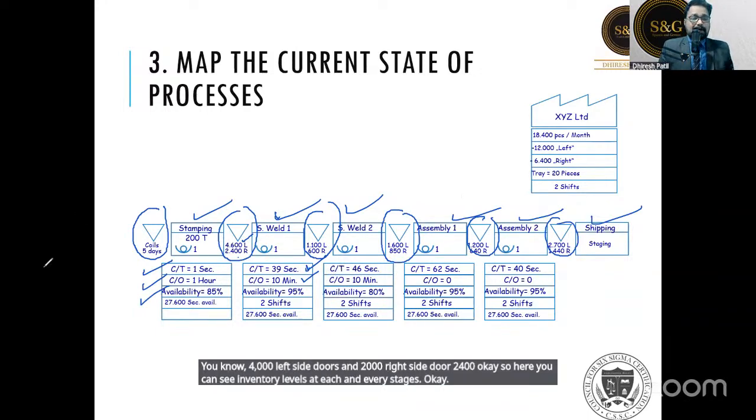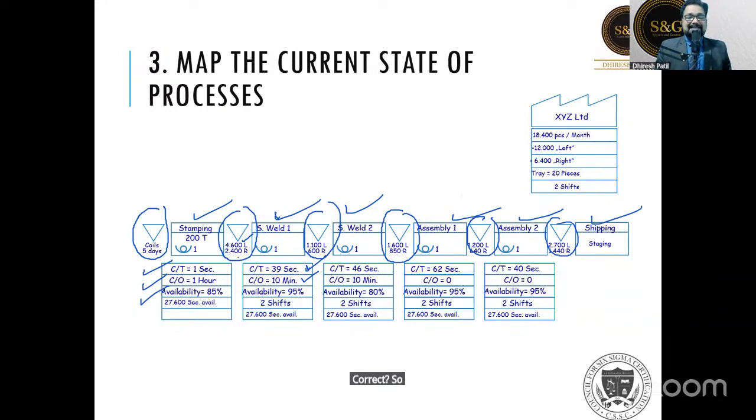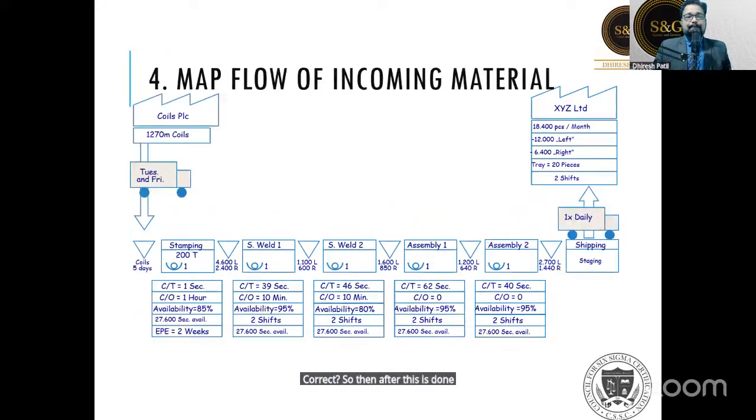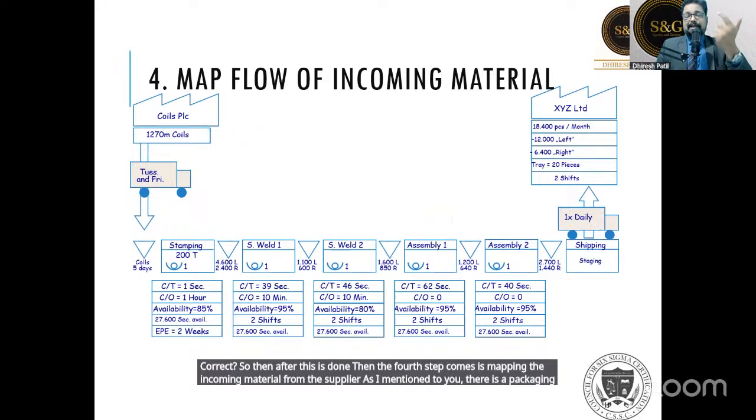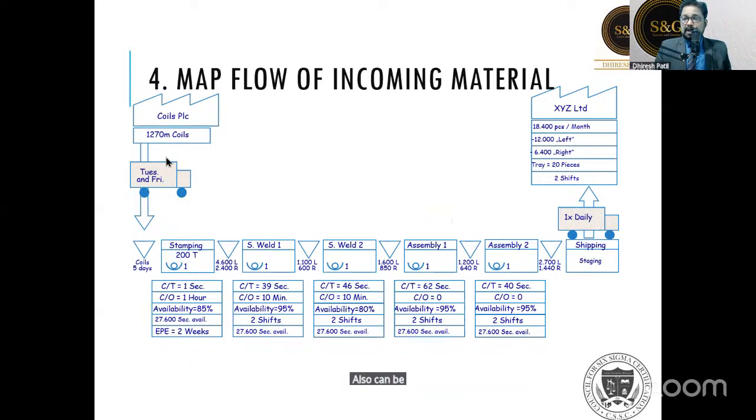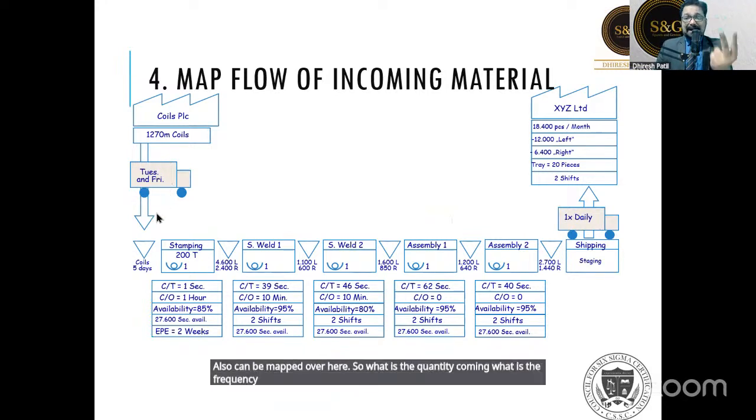Correct. So after this is done, the fourth step is mapping the incoming material from the supplier. As I mentioned to you, there is a packaging material, a dough material, a topping material. All these requirements, spares and consumables, everything which comes from the supplier can be mapped over here. What is the quantity coming, what is the frequency, what is the inventory level, everything you can map in this incoming material. That is step number 4.